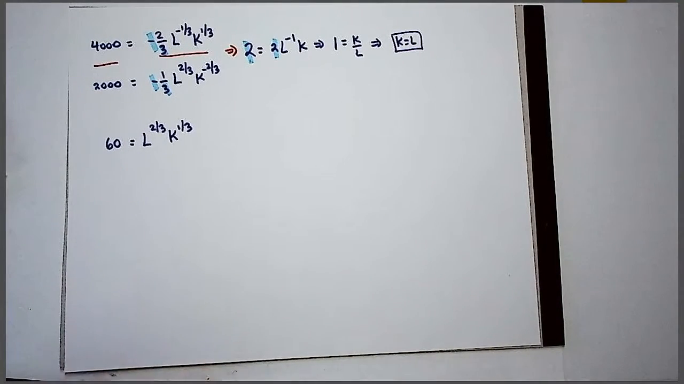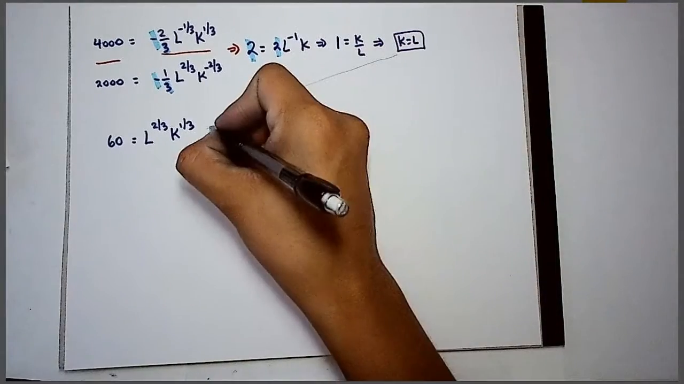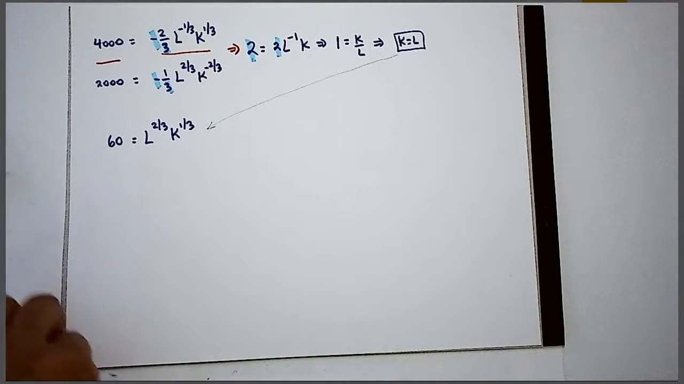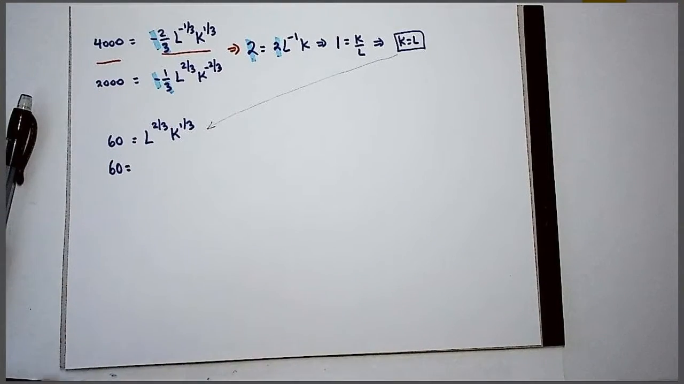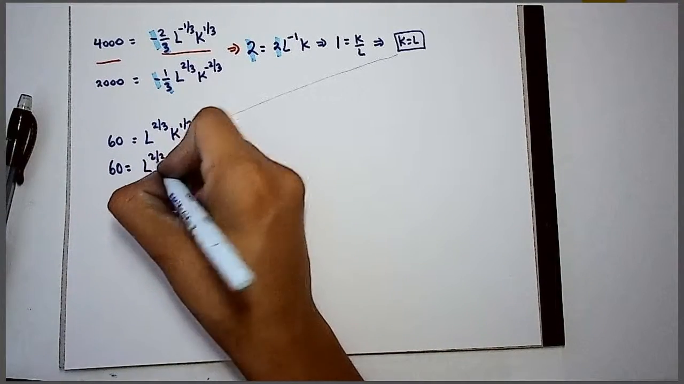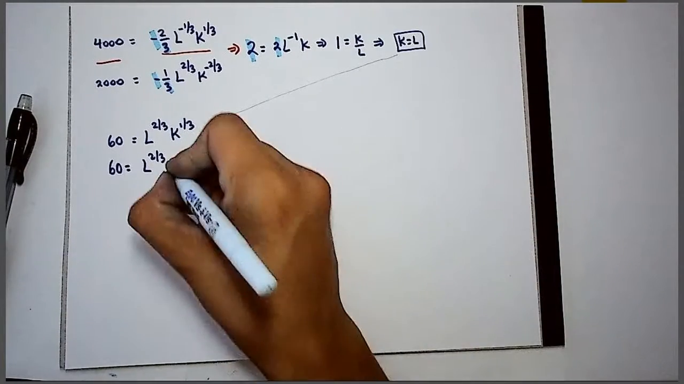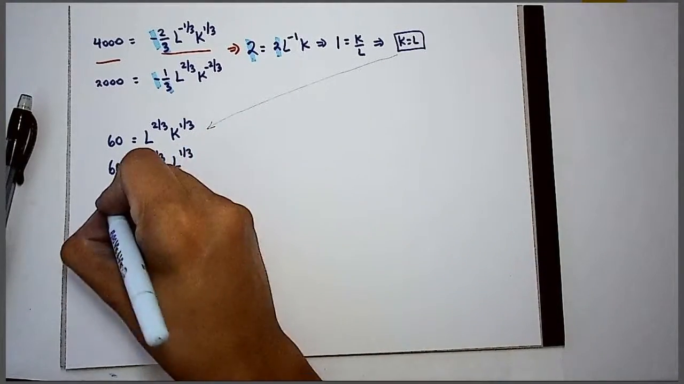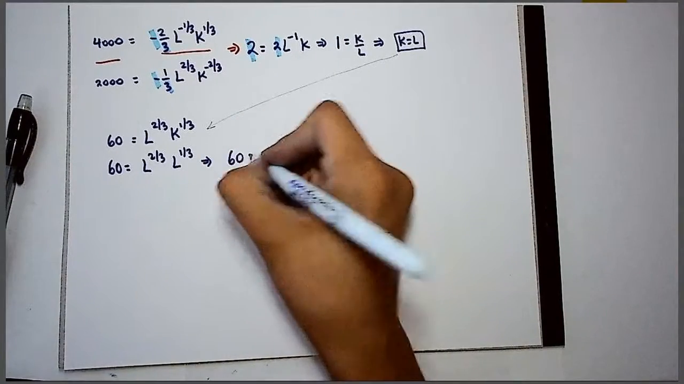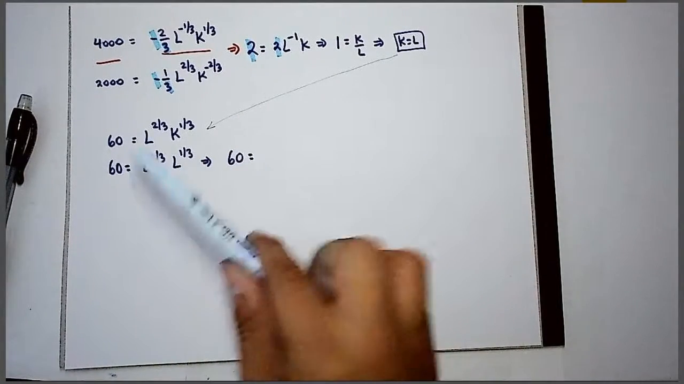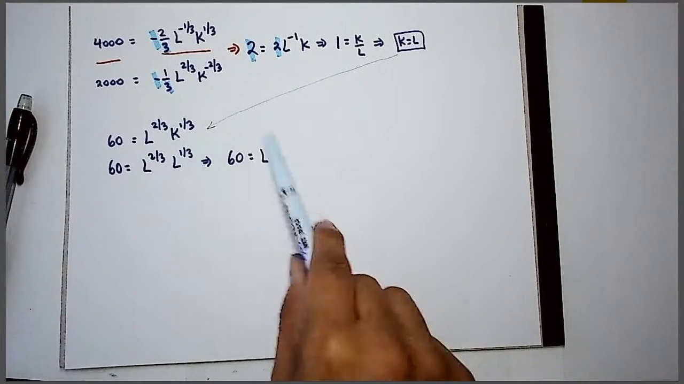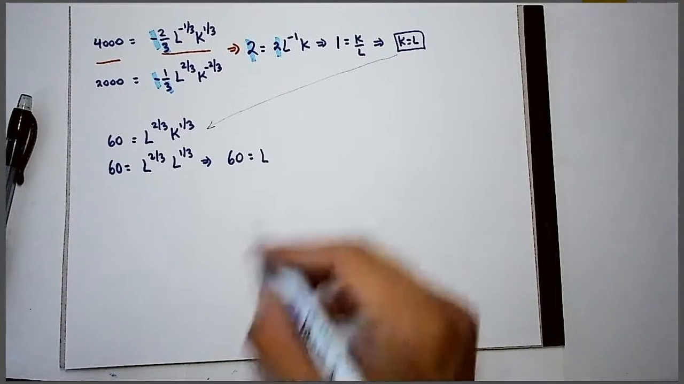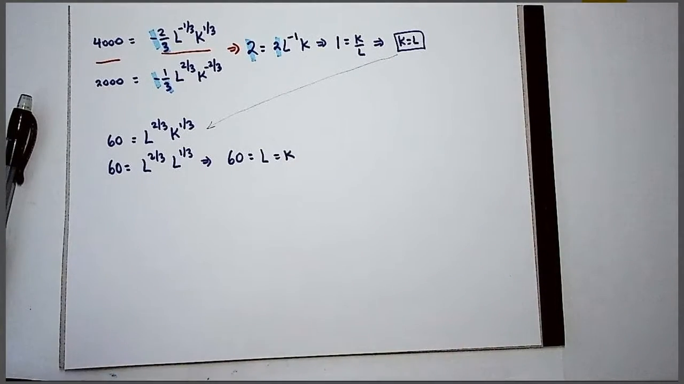And we use that relationship here. So here we had 60 is equal to L to the 2/3, and instead of K we can write L. And because it's the same base, we can sum the exponents, and 2/3 plus 1/3 is 1. So this means that L is equal to 60, which means that K is equal to 60.